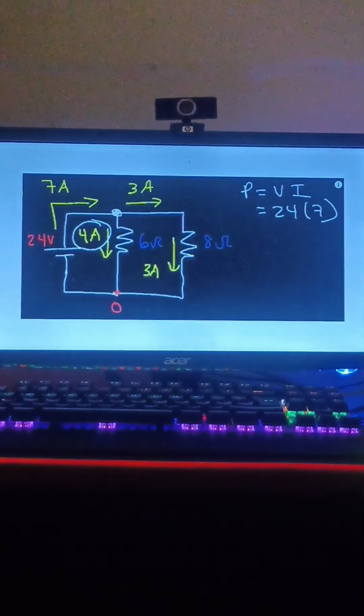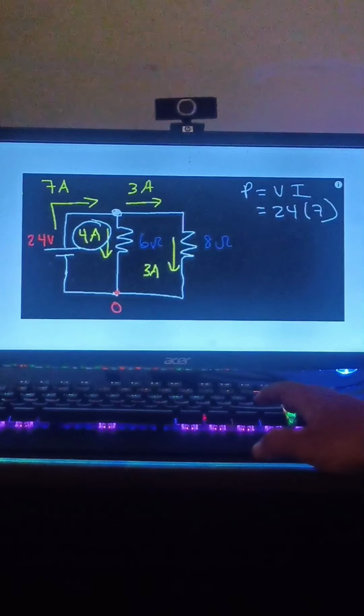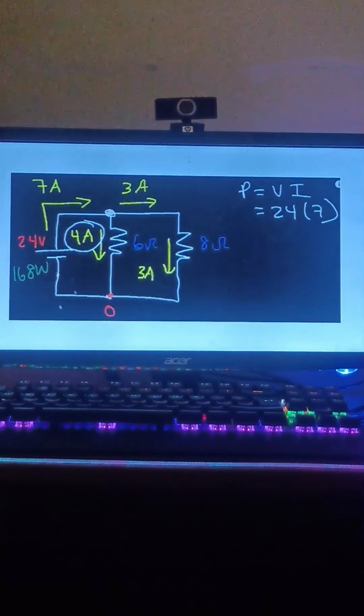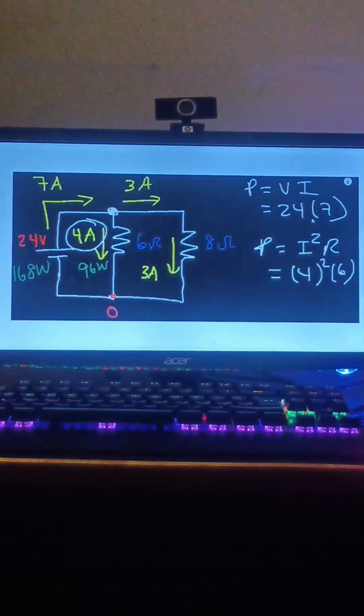So we need to compute the wattage for our supply. Using the power formula, V times I, we get 24 times 7, which is 168 watts. Using another equation, we can get the power absorbed by the 4 amperes, I squared times R. So 4 times 4 equals 16, times 6, you get 96 watts.